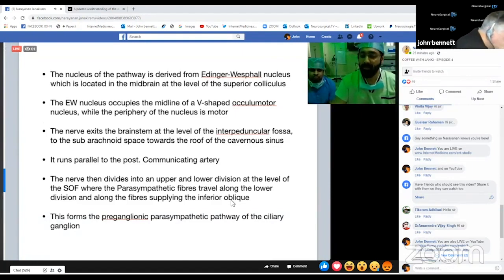Now, the nerve then divides into an upper and lower division at the level of the superior orbital fissure, where the parasympathetic fibers travel along the lower division and along the fibers supplying the inferior oblique. This forms the preganglionic parasympathetic pathway of the ciliary ganglion.